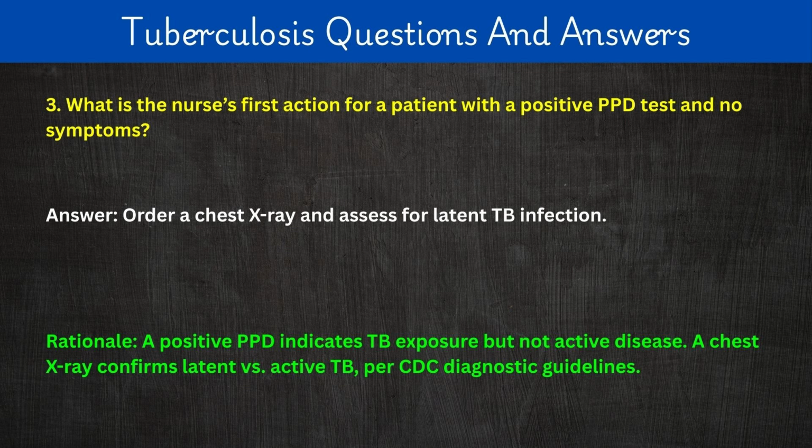3. What is the nurse's first action for a patient with a positive PPD test and no symptoms? Answer. Order a chest X-ray and assess for latent TB infection. Rationale. A positive PPD indicates TB exposure, but not active disease. A chest X-ray confirms latent versus active TB, per CDC diagnostic guidelines.